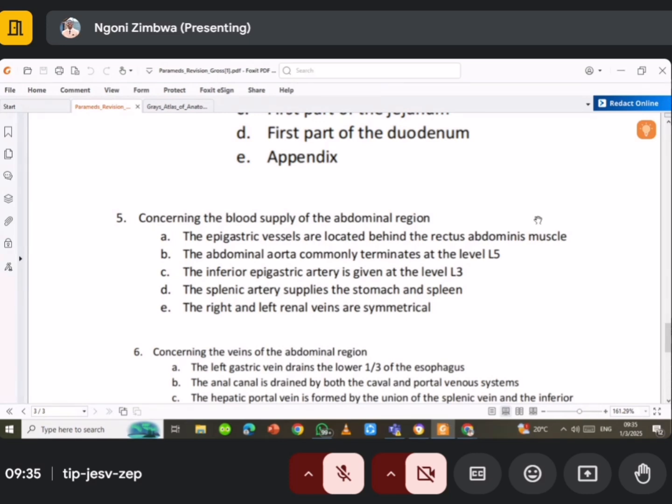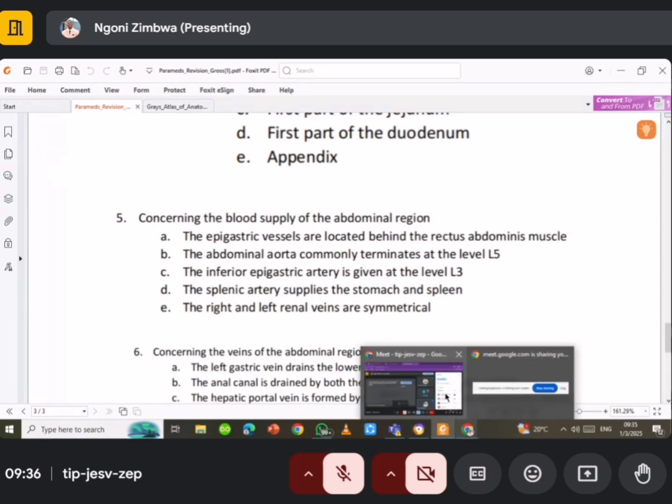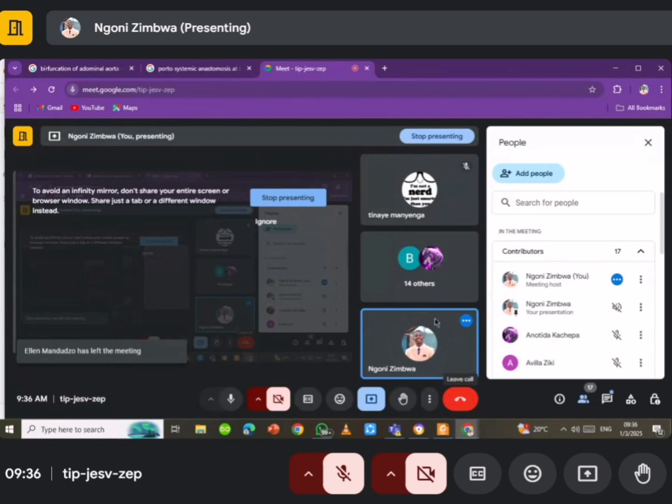B, the abdominal aorta commonly terminates at the level of L5. What do you think? That's false, right? That is the level of L4, where it bifurcates, forming the common iliac. Is there a question?